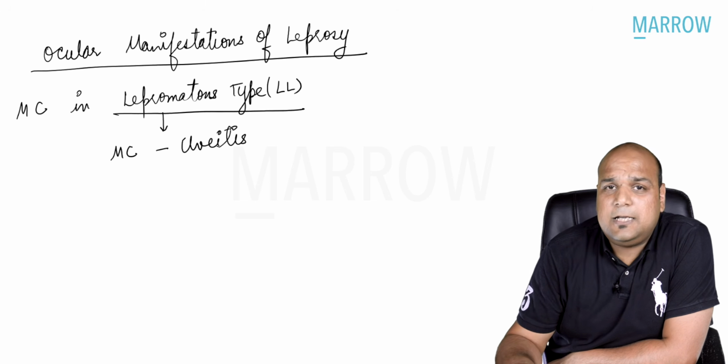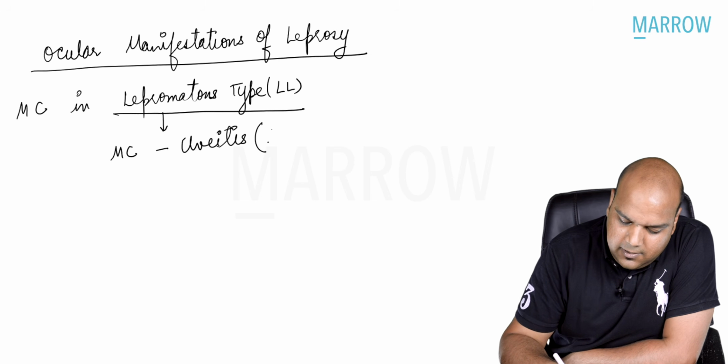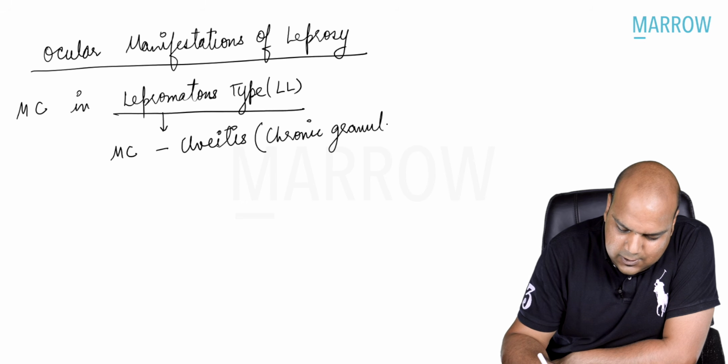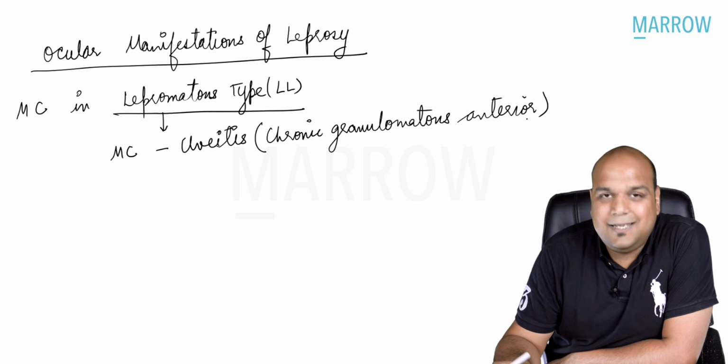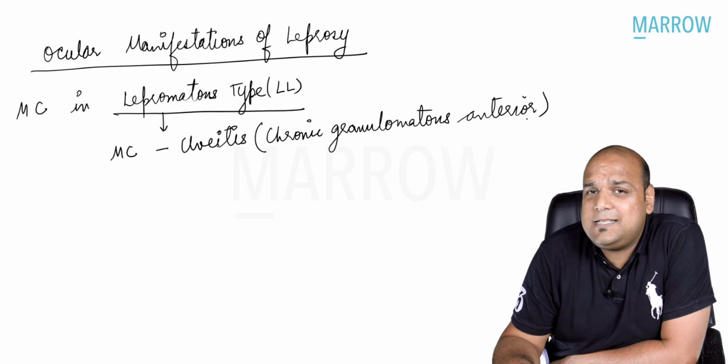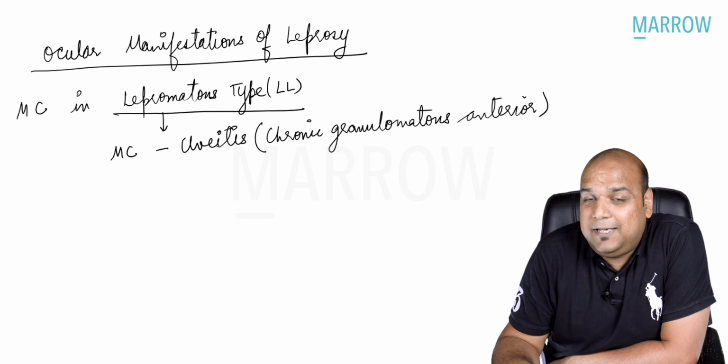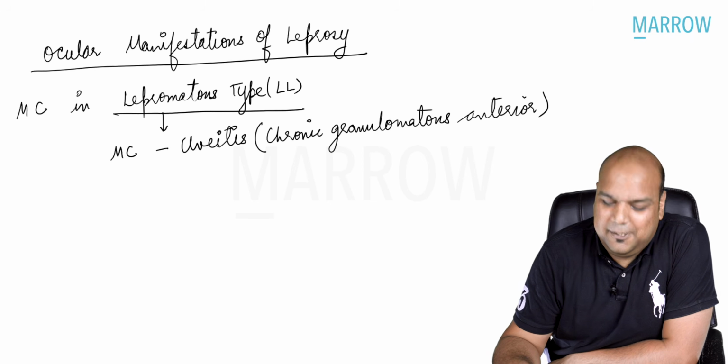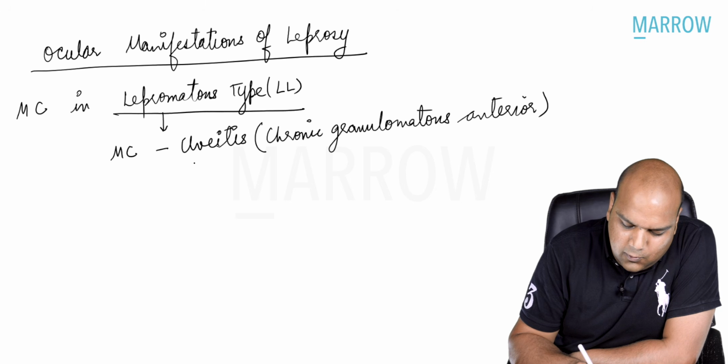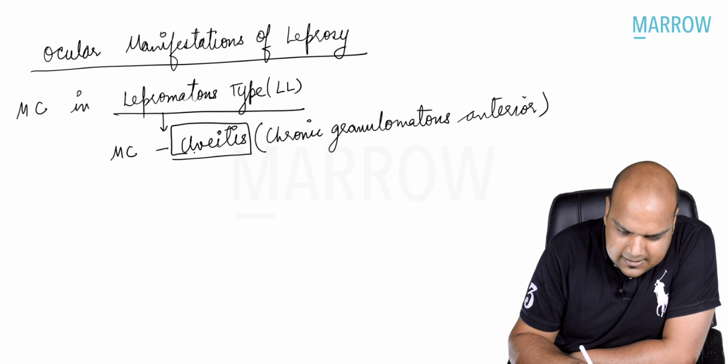We have read this as a cause of, I hope we remember, chronic granulomatous uveitis, anterior uveitis. Yes, sarcoidosis, TB, leprosy, all these are important causes of granulomatous uveitis presenting with mutton fat keratic precipitates. We also know that this uveitis characteristically has something called iris pearls.